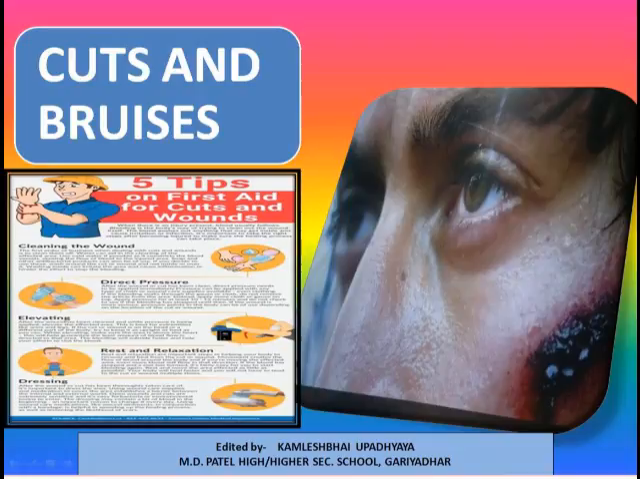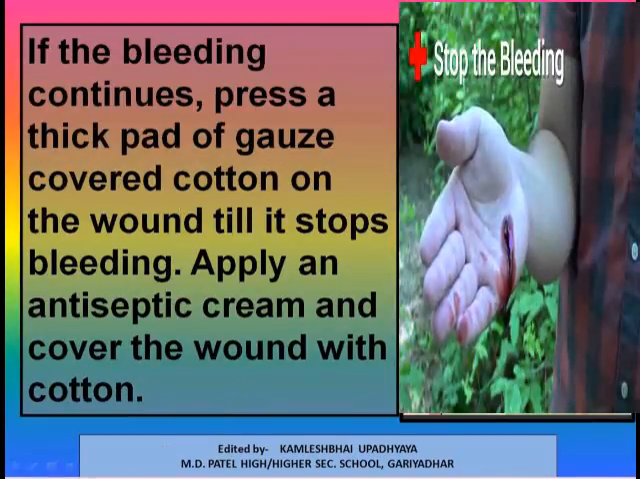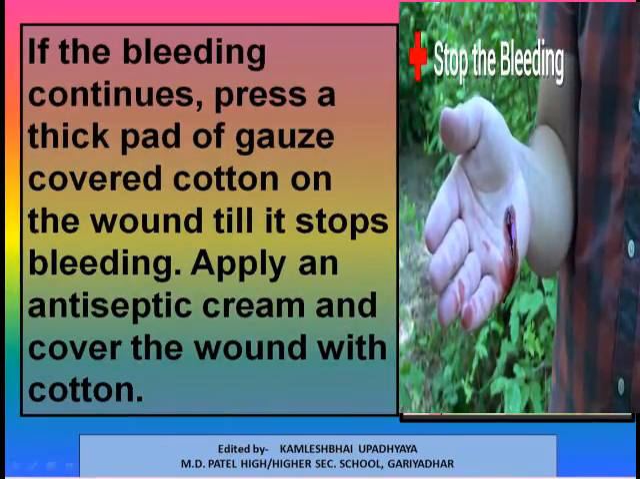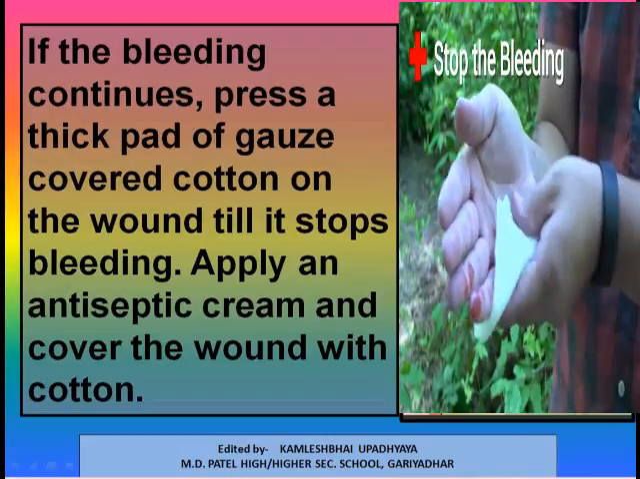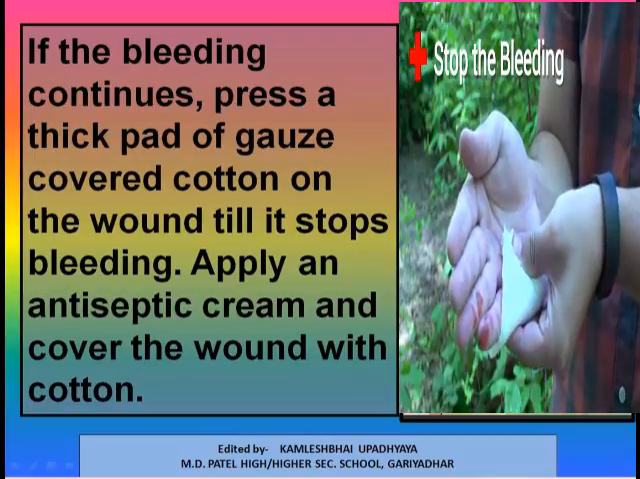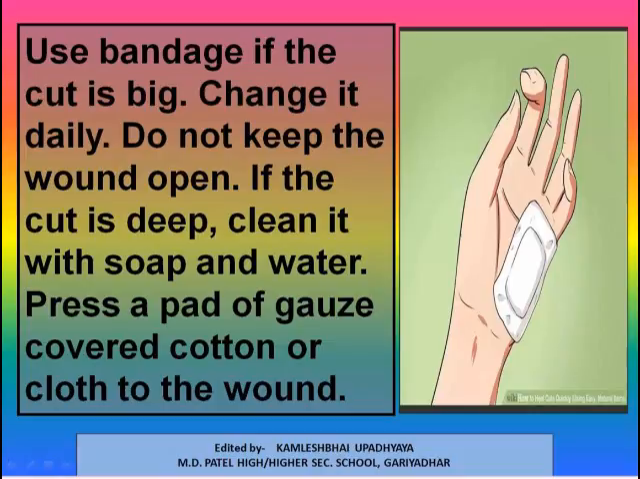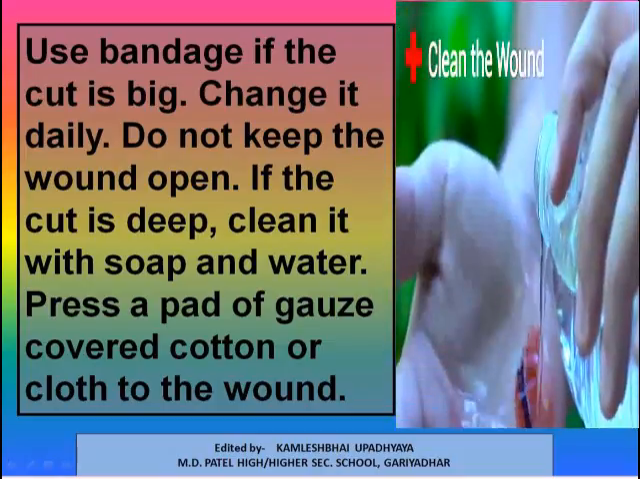Cuts and wounds. In the case of small cuts, wash the wound well with an antiseptic soap and plenty of clean, lukewarm water. Dry the wound with a swab of cotton. If the bleeding continues, press a thick pad of gauze covered with cotton on the wound till it stops bleeding. Apply an antiseptic cream and cover the wound with cotton. Use a bandage if the cut is big. Change it daily. Do not keep the wound open.